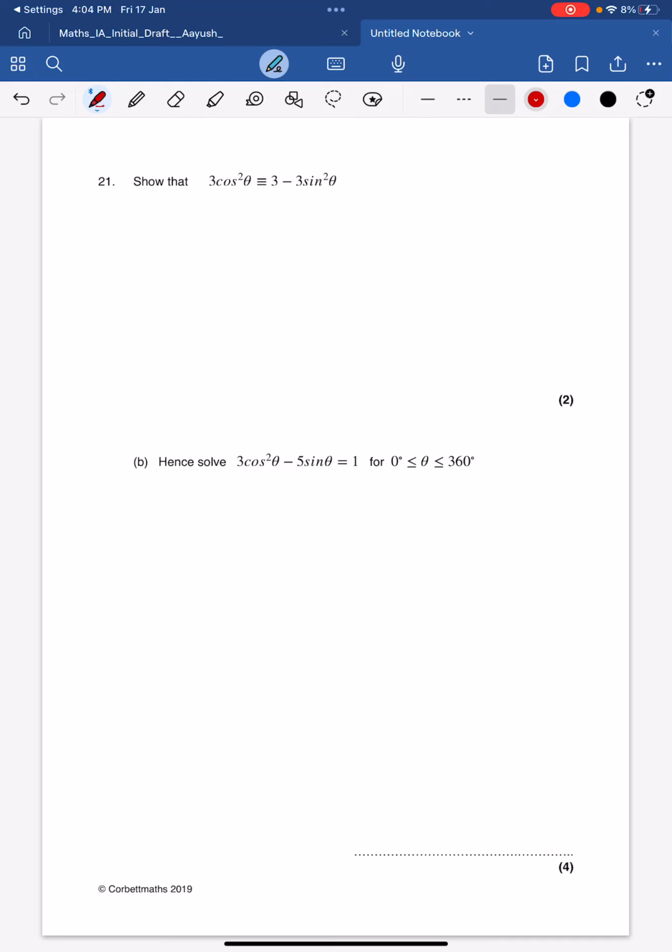Right, so here's an identity question that links into a trig equation, and I suppose what we could do at the side is just write down the two identities that we'll be using. Well, this is theta, right? So why don't I just actually use theta as the variable? That'll be a little bit easier, right? And also sine squared theta plus cosine squared theta is identical to 1.